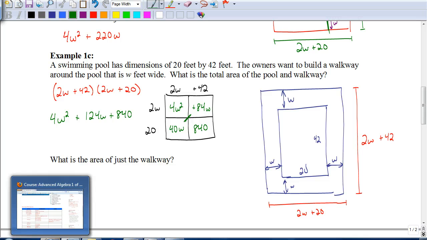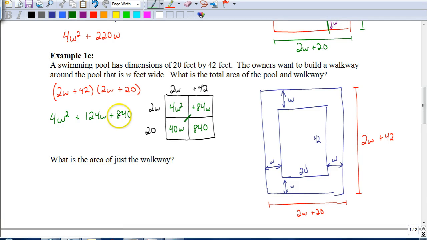Okay, so now let's figure out the last part. It says, what is the area of just the walkway? Well, we don't need that 840 because that 840 again represents the area of the actual swimming pool. The walkway going around it is going to be the 4w squared plus 124w.